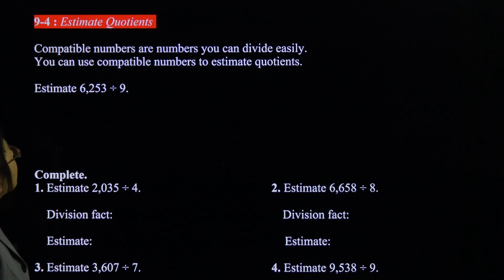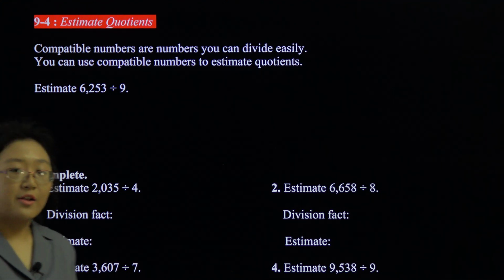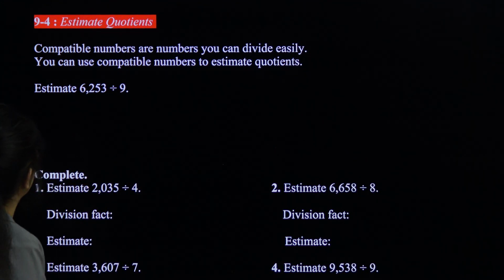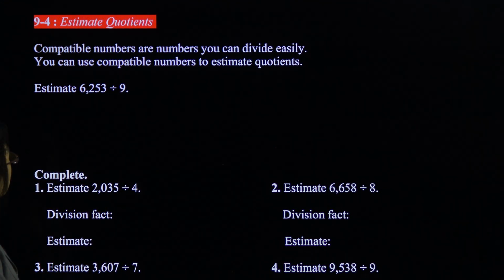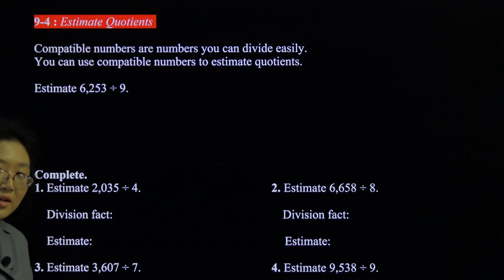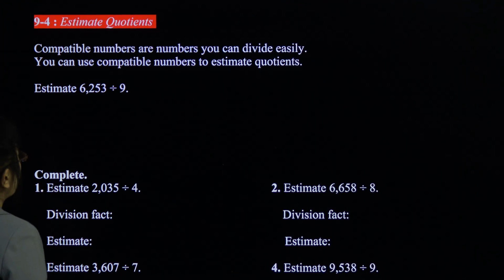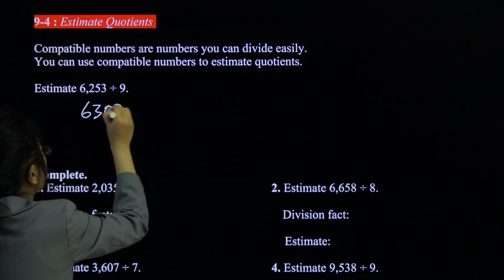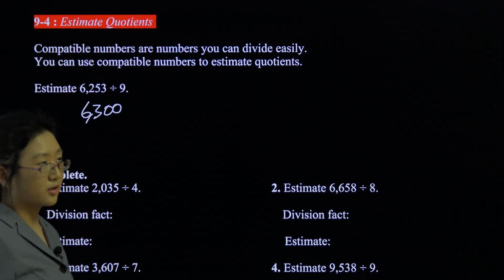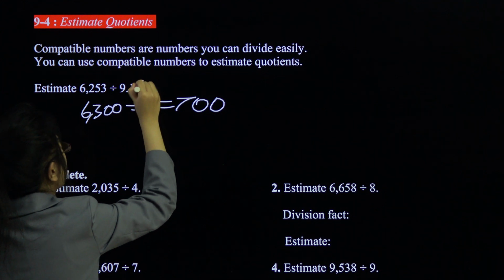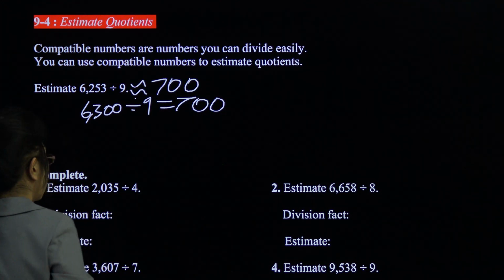Compatible numbers are numbers you can divide easily. You can use compatible numbers to estimate quotients. Compatible numbers really are just those pairs of numbers that you see on your multiplication table, if you think about it. Now, estimate 6,253 divided by 9. If you think about it, what's something close to that with 9? Well, 7 times 9 is 63. So that would be something like 6,300 divided by 9, which is 700. Therefore, this is also around 700.